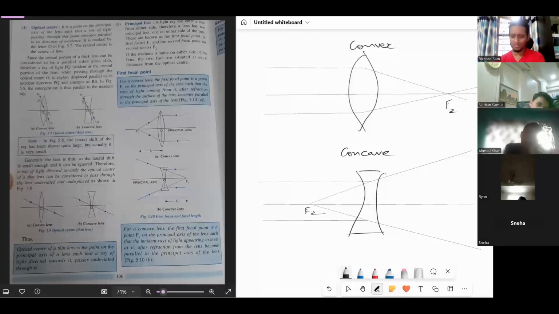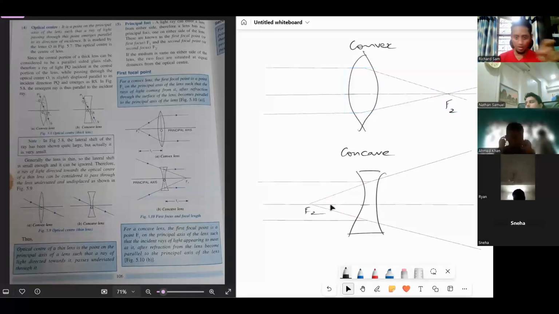So how you need to remember this is, look at the incident rays. In both the cases, the incident rays are how? Parallel to each other. So when the incident rays are parallel to each other, the point where the light rays either meet or appear to meet is called F2. Is that clear what F2 is?